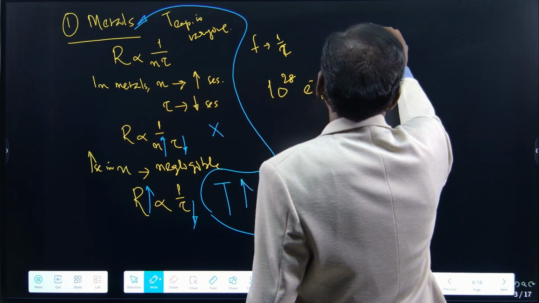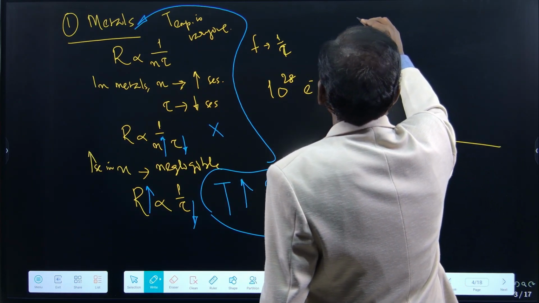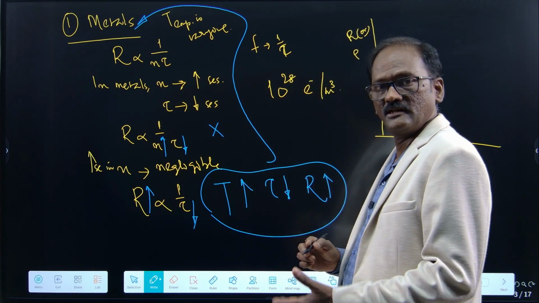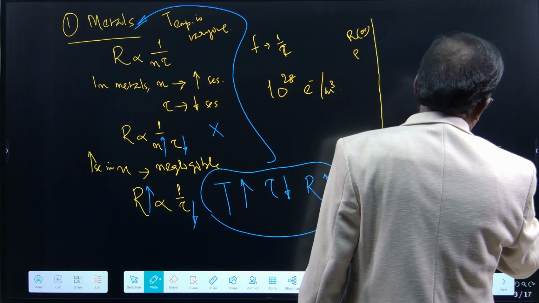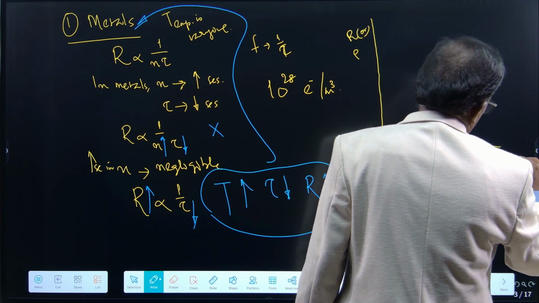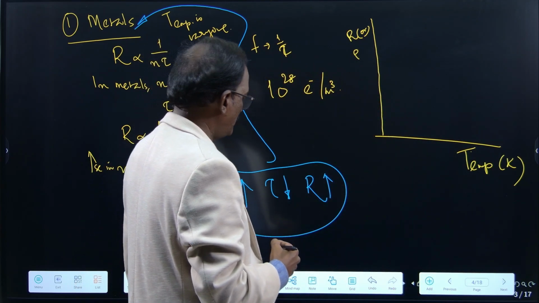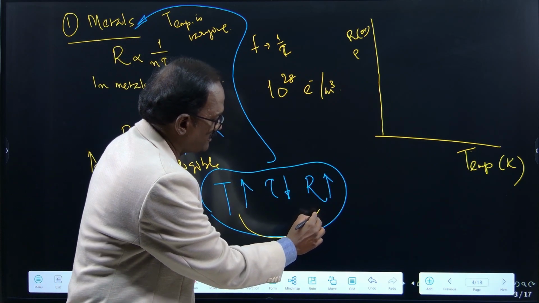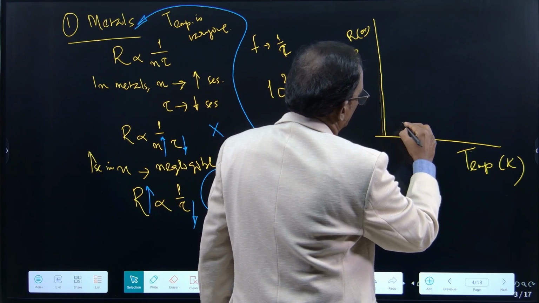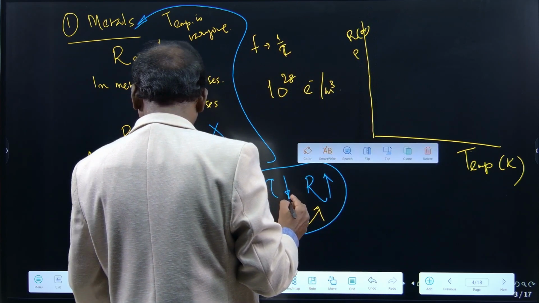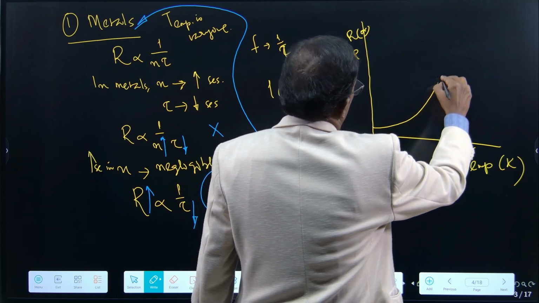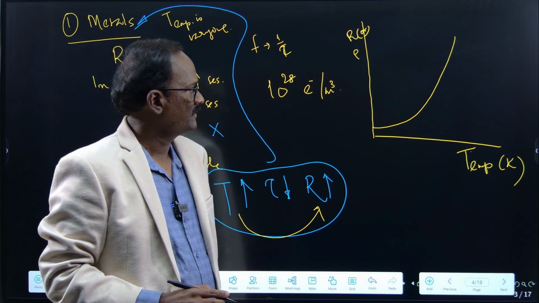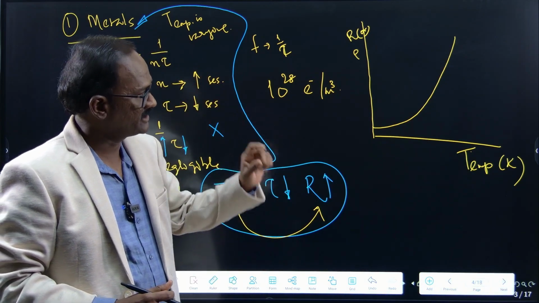If we draw the variation, I will take R or rho, resistance or resistivity, against the temperature in Kelvin. T increases, R increases, right? The shape of the curve looks like a parabola. The shape of the curve will look like this for metals.